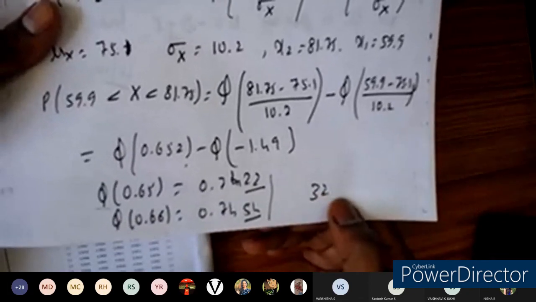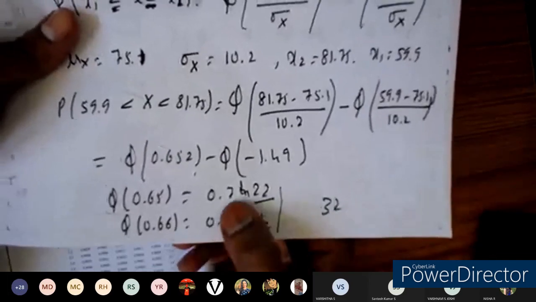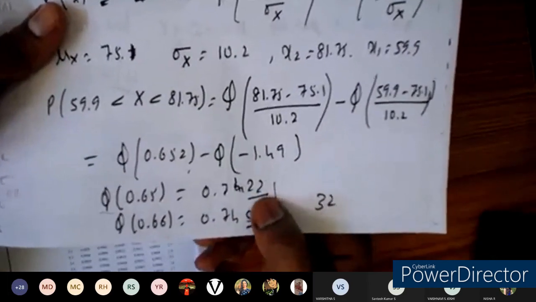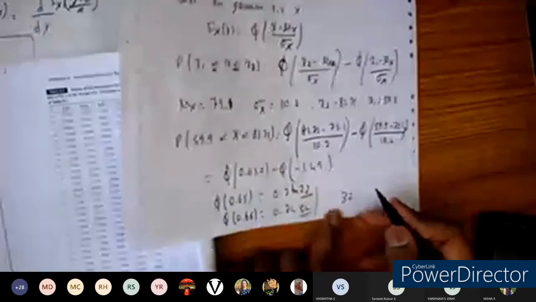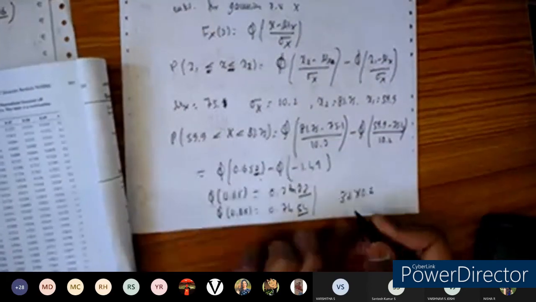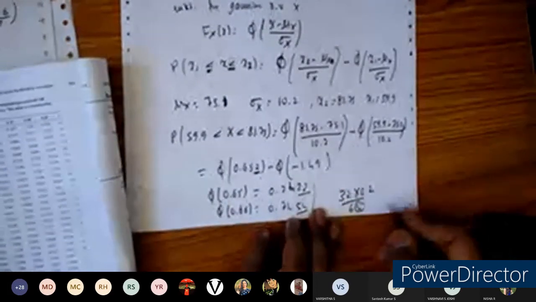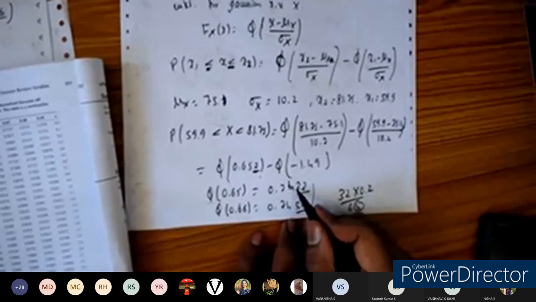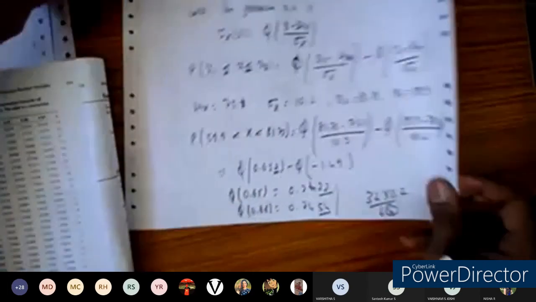So 0.2 into 32 will become 6.4. So for 0.7422, you add 6. So 32 into 0.2 gives 6.4; discard the fraction, take 6, and add 6 to 0.7422, and you'll get the value here. That's the concept you're going to use here. I'll explain it for the next one.